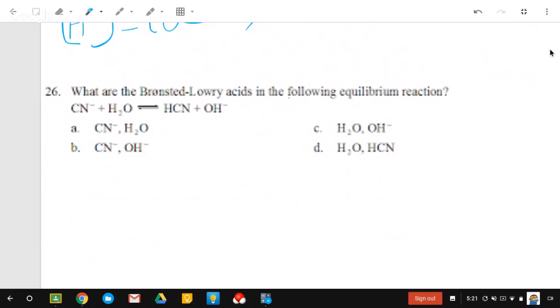Bronsted-Lowry acids, falling reaction. Okay, so Bronsted-Lowry, we got the Arrhenius definition, which is either releasing hydrogen or releasing hydroxide. We got the Lewis definition, which is all about electrons. And then we got the Bronsted-Lowry definition. The Bronsted-Lowry definition is all about either releasing hydrogen or accepting hydrogen. Acids release hydrogen. Bases accept hydrogen.